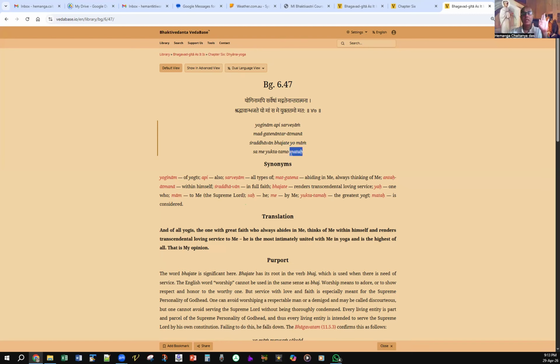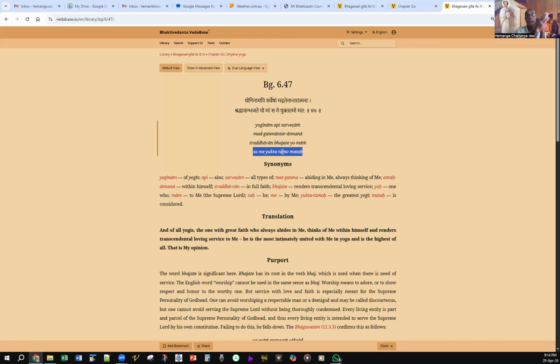So Krishna is not saying this is the truth. He's saying, in my opinion, which yogi is the best? Who makes me the goal of his life, who renders devotional service unto me with shraddha, with love. He is yukta tama. Now, what does yukta mean? If you remember from the previous verses in the sixth chapter, yukta means well situated. Tama refers to the superlative degree. Yukta means good, better, best, right?